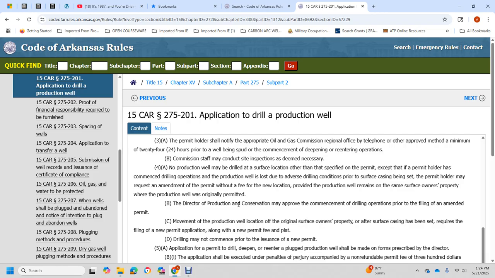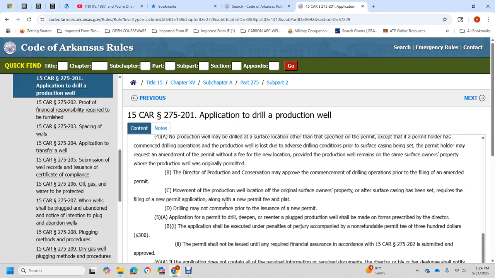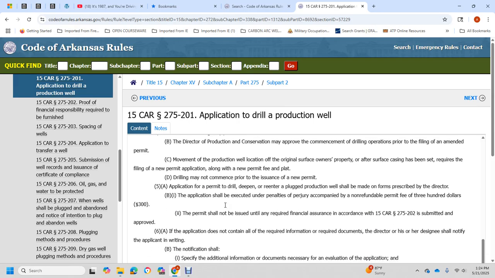the commencement of drilling operations prior to the filing of the amended permit, with the movement of the production well located on the original surface owner's property. After the surface casing has been set, it requires filing a new application along with a new permit fee and plat. Drilling may not commence prior to the issuance of the new permit.